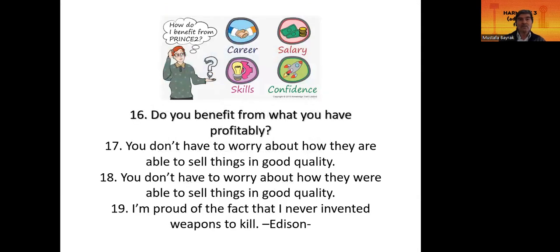Now, 16, the image says, how do I benefit from price to career, salary, skills, confidence? Do you benefit from? Yes, it's very famous. Benefit from what you have profitably. Do you benefit from it profitably? Do you benefit from what you have profitably?